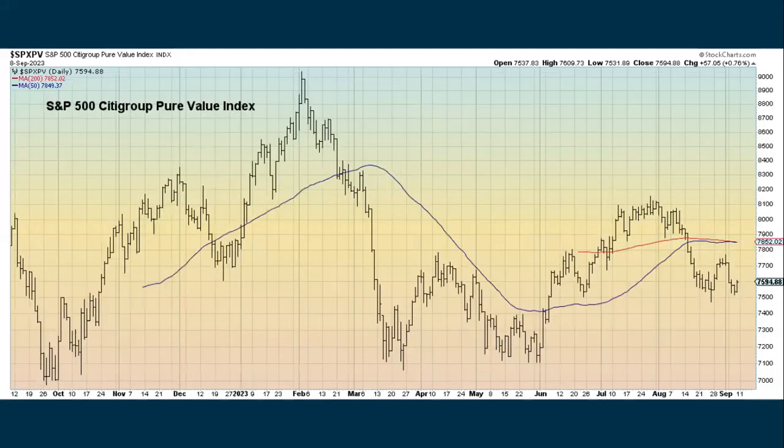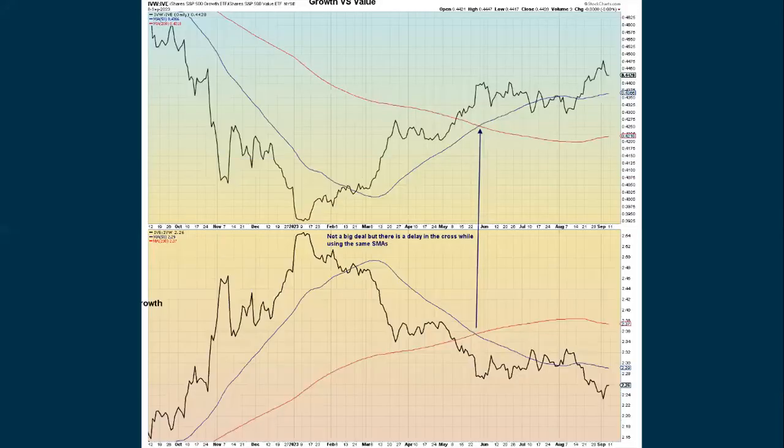Then we look at a value index, which almost came up to a golden cross, but it's been under a lot of pressure as we go throughout 2023. So growth is in an uptrend and value is continuing to be in a downtrend. Then where it gets interesting is when we compare the two. We take a ratio on the top, growth versus value, showing that growth is outperforming. And then on the bottom, we take another look at value versus growth, where value is underperforming.